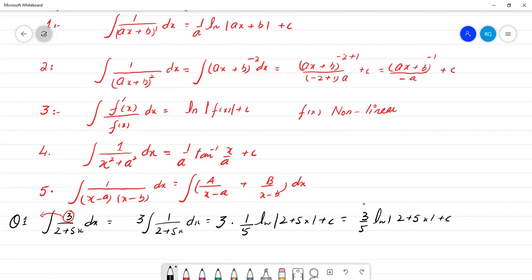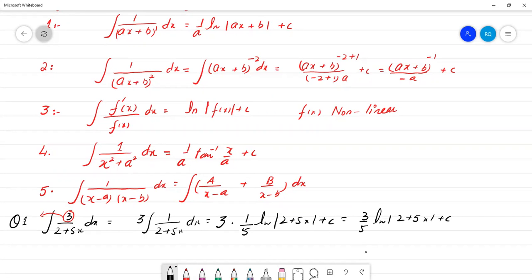Are you getting my point? So that's the first result I applied over here. The conditions are: there is a linear function in the denominator, the numerator is 1, and you have to apply 1 over a. What is a? The coefficient of x. Log natural of the whole denominator.